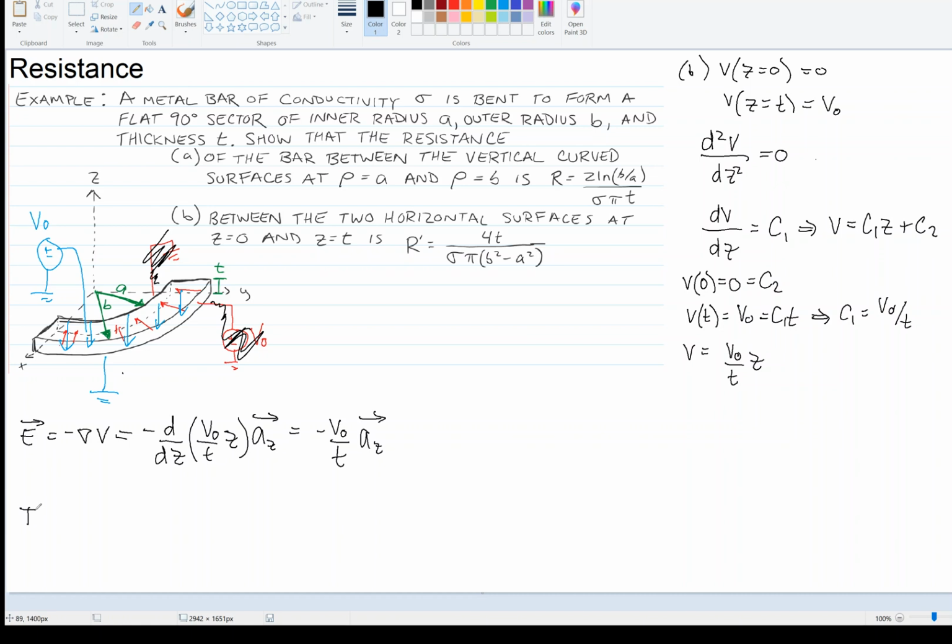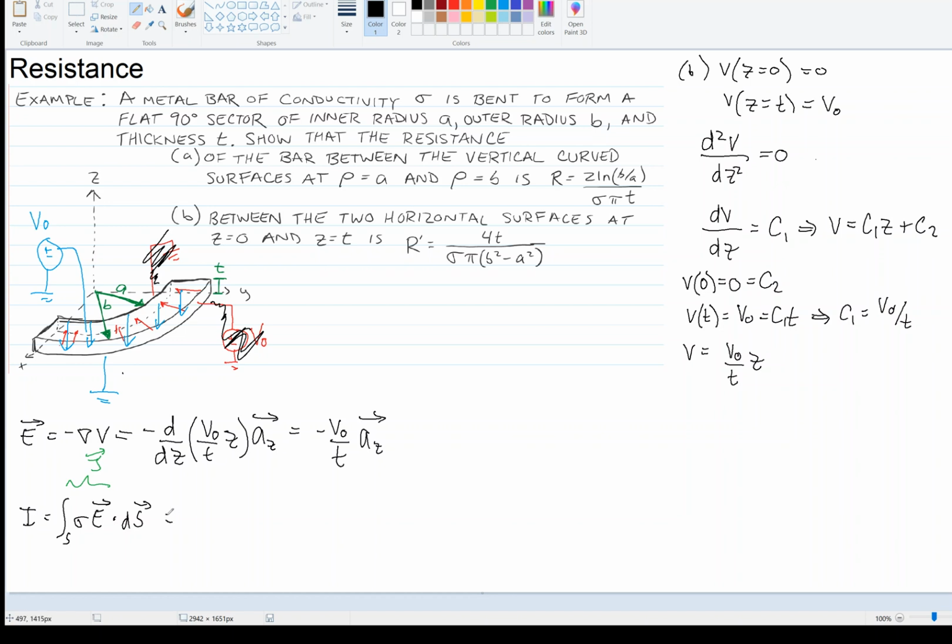Now the current is the next step. Current is the surface integral of the conductivity times the electric field dotted with ds. Remember, the conductivity times the electric field is the current density. So we're taking the current density, dotting with the surface, and integrate, and then that gives us the current.